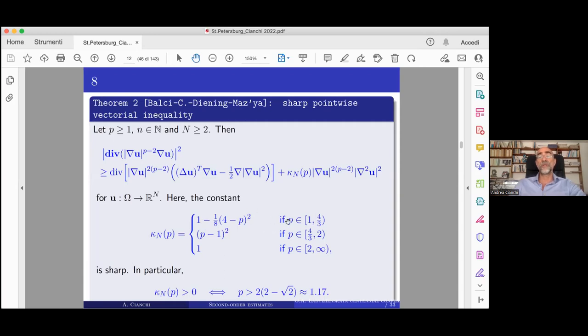So this depends on p and takes a different form depending on whether p is larger than or equal to 2, between 4/3 and 2, and between 1 and 4/3. This function here is, however, continuous. But the point is that in order for this inequality to be of use in our estimate, we need it to be positive, of course. And this is true if and only if p is larger than this number here, which is approximately 1.17. So we are close to 1, but one cannot reach one.